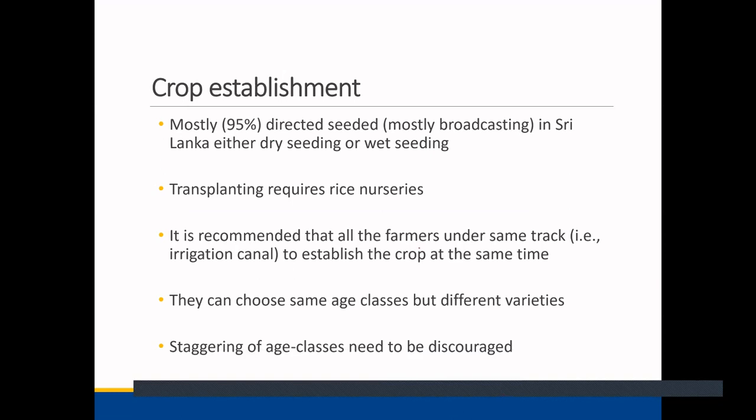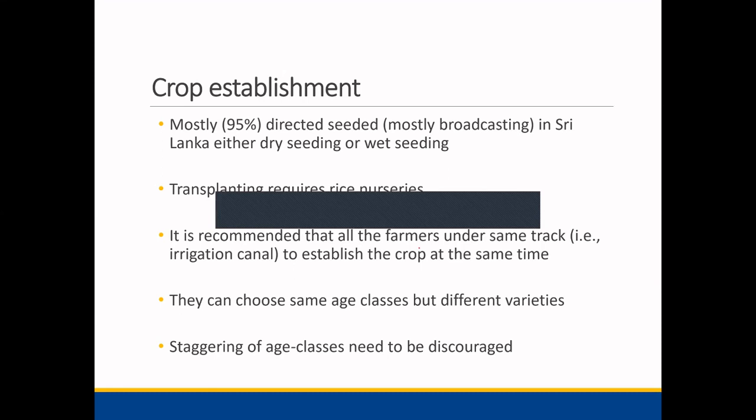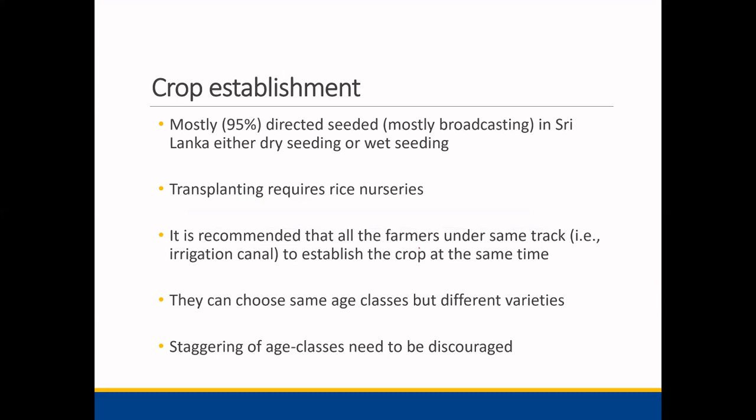So when we say crop establishment, how you establish the crop, we said that there are two methods. One is direct seeding, and then transplanting. Rice, you can establish using two methods. In Sri Lanka, around 95% is direct seed. Under the direct seeding, you can do broadcasting, you can do row seeding. Mostly it is broadcast, that's randomly sowing. Our farmers are mostly broadcasting, direct seed, 95%. And also, it can be either dry seeding method or wet seeding method, as I said.